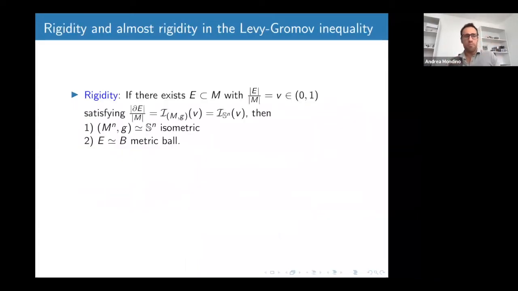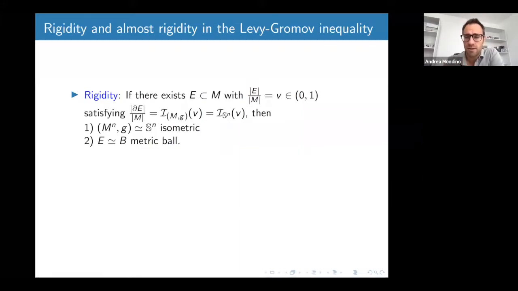A couple of beautiful properties attached to the Lévy-Gromov inequality are the rigidity statements. So the rigidity is an answer to the question: what happens if the equality in the Lévy-Gromov inequality is attained? And the answer is that if there exists some set E inside the manifold M having non-trivial volume, so the volume is strictly between 0 and 1, which achieves the equality in the Lévy-Gromov inequality, so the normalized perimeter of the set is equal to the isoperimetric profile of the sphere at the right volume, then you have rigidity both in the space and in the set. In the space, you have rigidity in the sense that your space M must be isometric to the round sphere, S^n. Rigidity in the subset is that the subset E must be isometric to a metric ball inside the sphere.